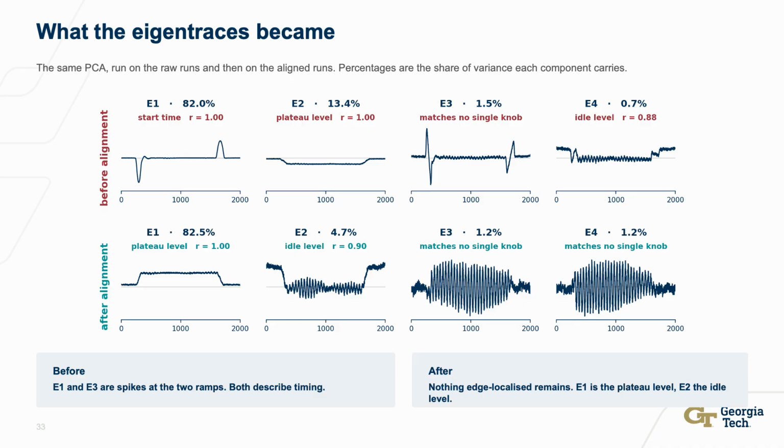Bottom row, after. Nothing edge localized survives at all. The first component is the clean plateau block, tracking the plateau level with a correlation of 1.00. The second is the idle level, at 0.90.